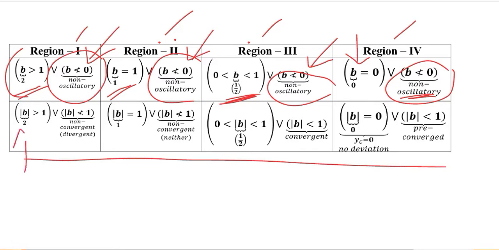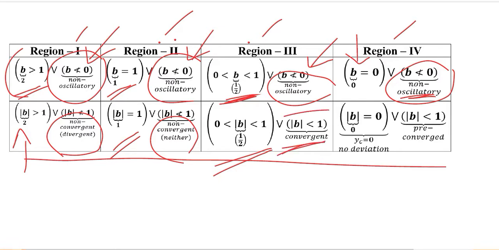When b was 2, in absolute terms it was not less than 1, it was greater than 1, so it was a non-convergent or divergent case. When the absolute value of b was equal to 1, then it was non-convergent. It means that it was neither converging nor diverging. You can pause the video and match these with the graphs that we have. And when the value of b was 1 over 2 and its absolute value was also 1 over 2, it was less than 1 in absolute terms, so it was convergent.